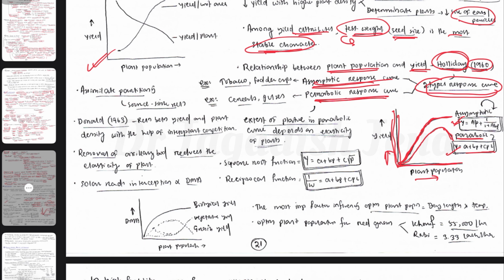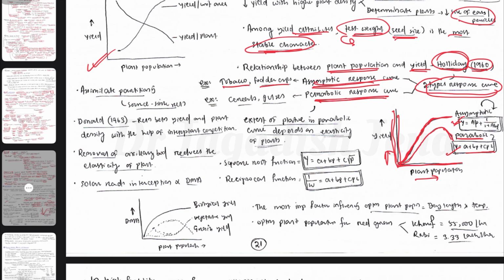The asymptotic response curve is basically recorded in plants where the economic part is the biological part, that means the leaf, canopy or stem. There, as the number of plants increases, the yield will increase and will not decrease, because the economic part is the complete biomass, leaf or canopy.